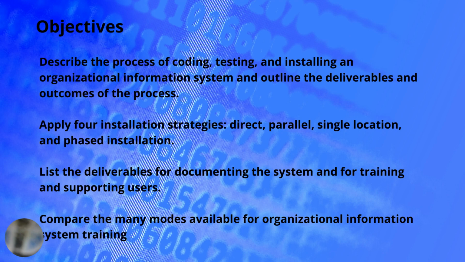After studying this chapter, we should be able to describe the process of coding, testing, and installing an organizational information system and outline the deliverables and outcomes of the process. Apply four installation stages: direct, parallel, single location, and phased installation. List the deliverables for documenting the system and for training and supporting users.